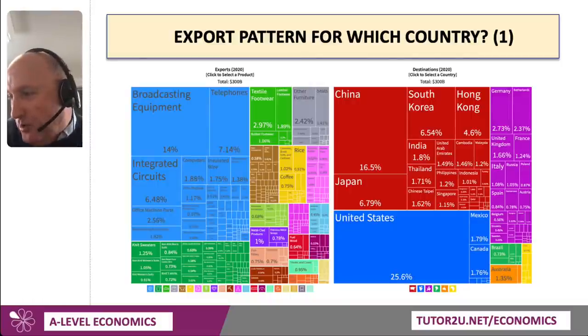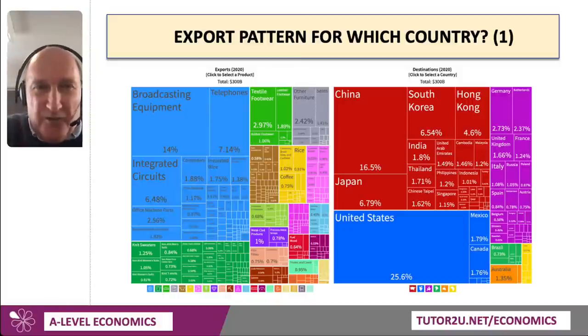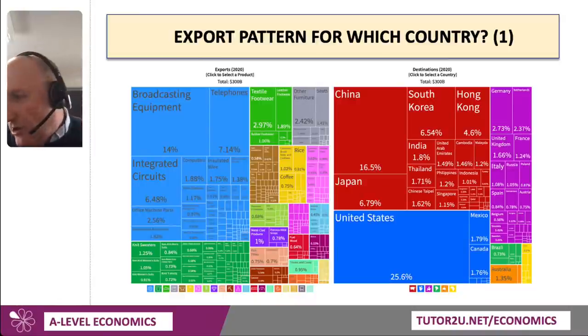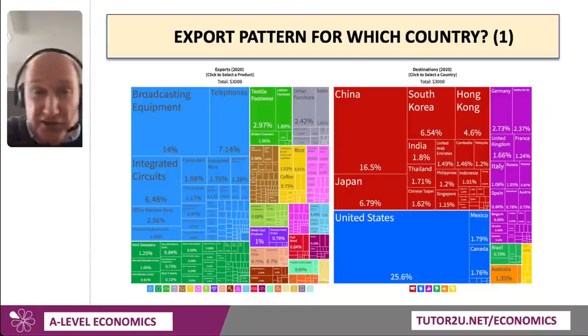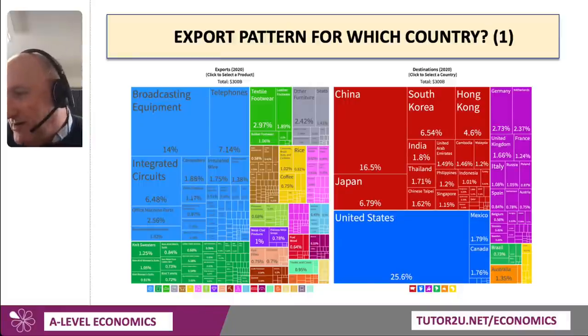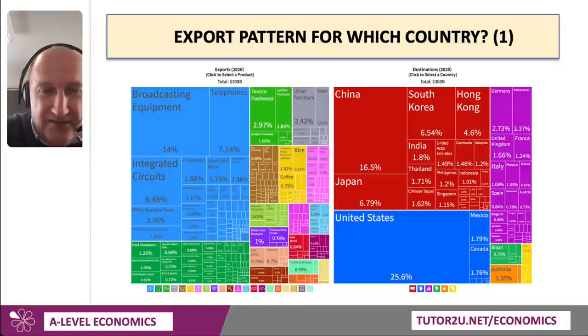What do we think for this one? Export pattern for which country? What do you reckon for this? Answers are coming through. Let me pick out one or two of the answers as they come in. So Olivia says Vietnam. Jacob says South Korea. Ewan says United States. Could be. Fatima says the UK. It's not the UK. And Joe says Syria. Not sure we've got real data on Syria to show you. Rehan says Taiwan. Interesting. And Victoria says the Netherlands.